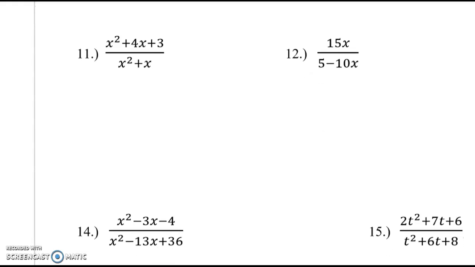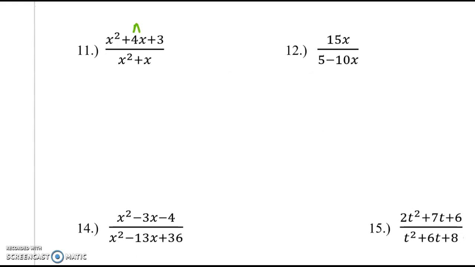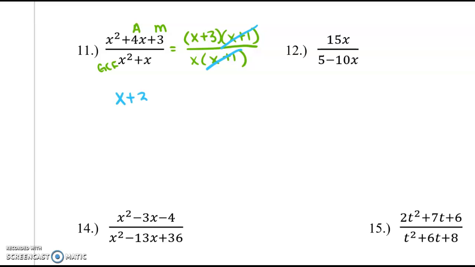All right, looking at this one, if I factor the top, it's add, multiply. So two numbers that multiply to 3 and add to 4 give x plus 3 and x plus 1. The bottom is a GCF. Pull out an x, leaves me with an x plus 1. I can cancel the x plus 1s from the top and the bottom. Leaves me with x plus 3 over x. Done. You can leave your parentheses around x plus 3.